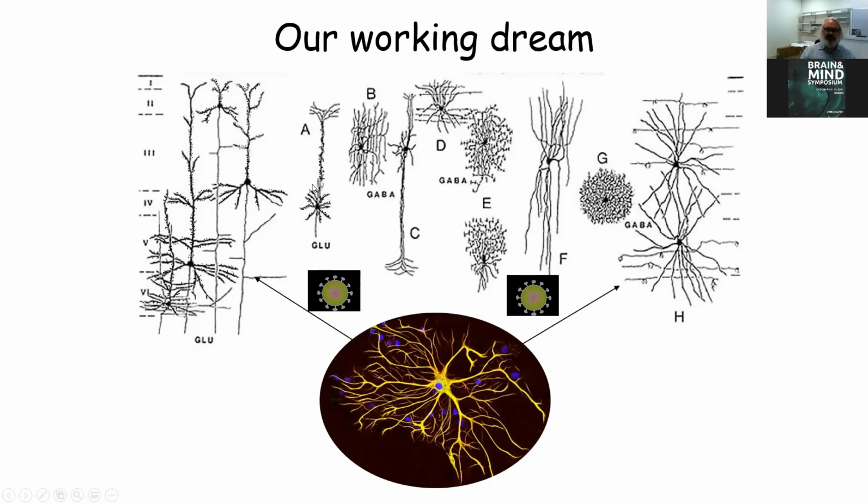So at this point, I think we are far away from really having this goal very concretely in front of our eyes. And so what we have to do at this point is proof of principle studies, where we examine whether it's possible to convert glial cells into somewhat specific types of neurons, as a proof of principle.